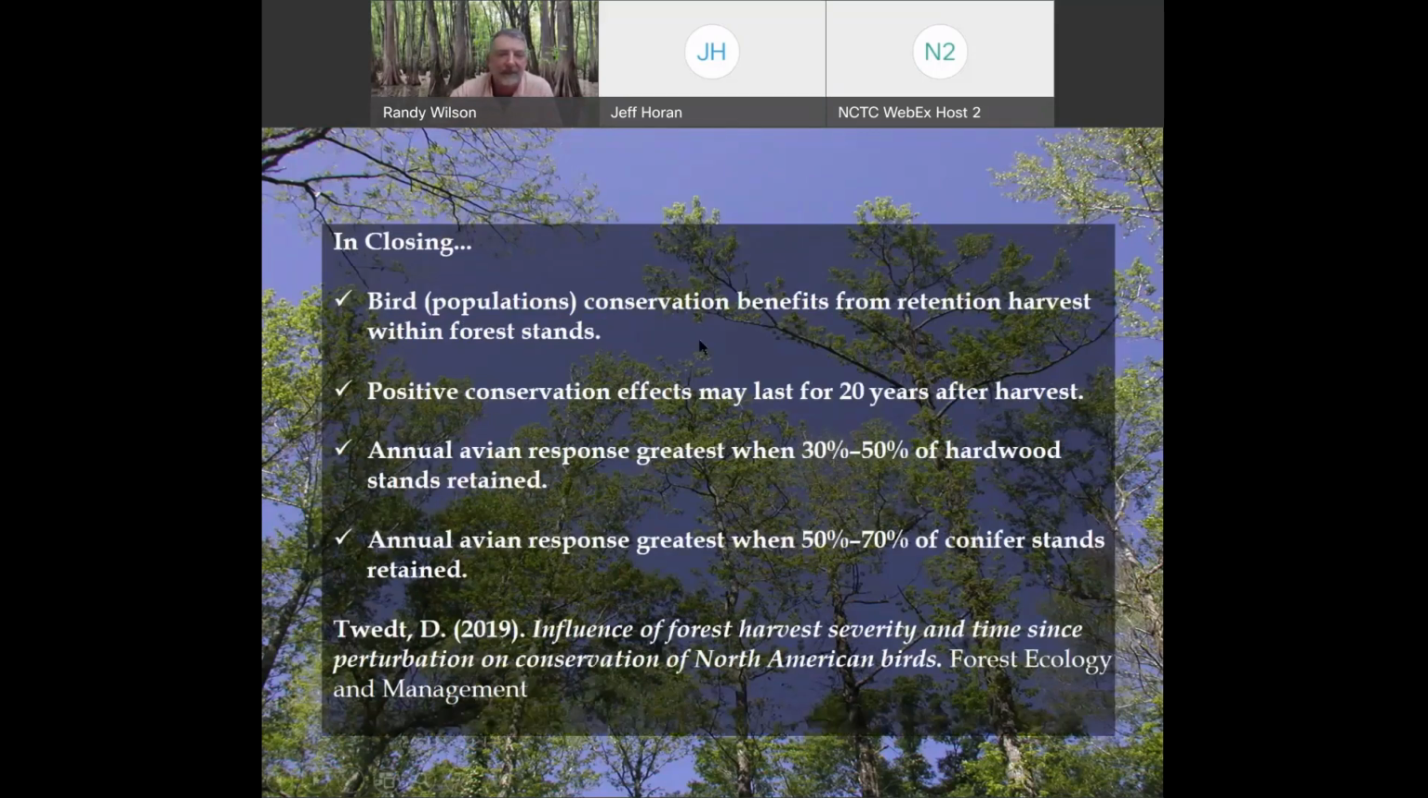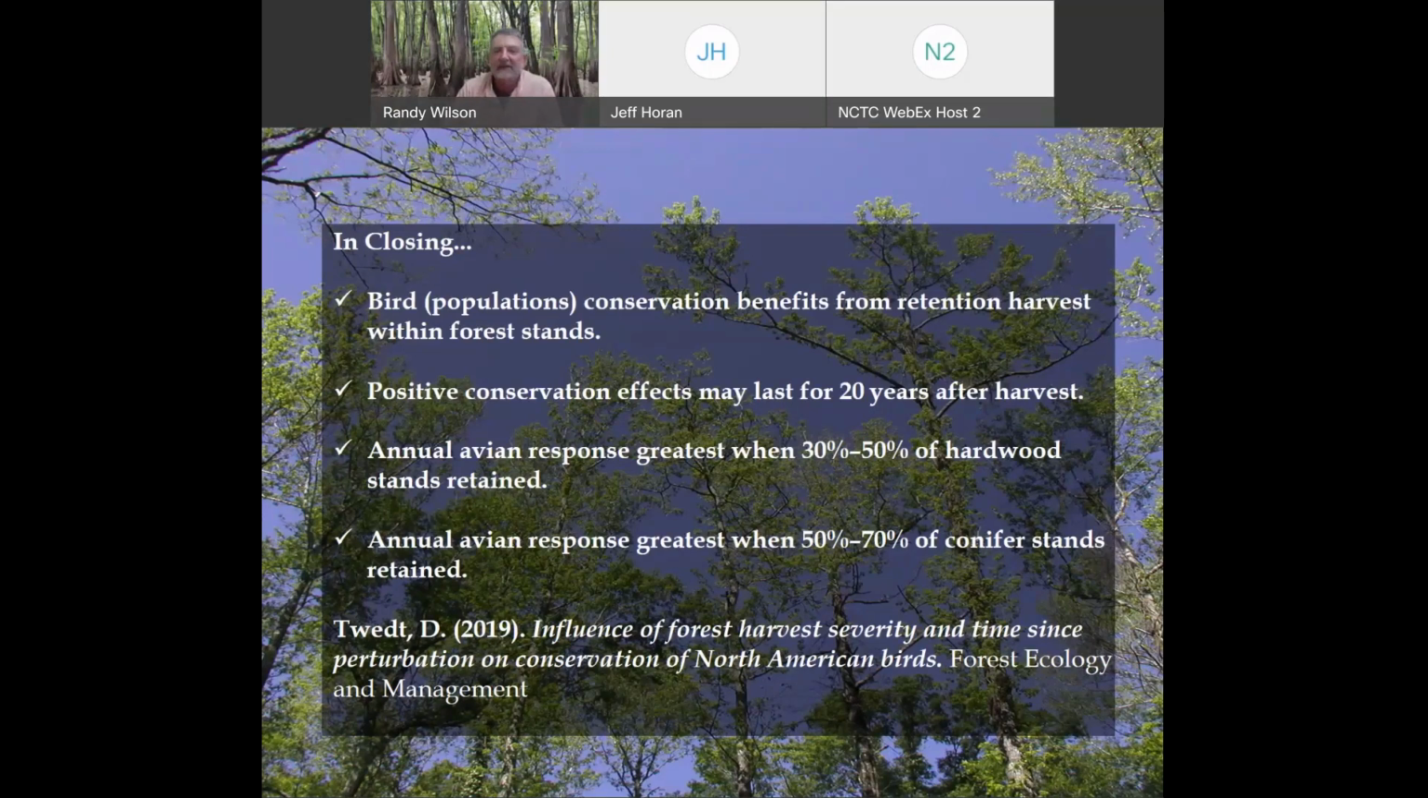Slide, bullet point list. So in closing, I spoke about Dan Tweet a second ago. I'll give him a ton of credit here. So Dan's retired now, but right before he retired, he did kind of a comprehensive literature review of, how is forest management benefiting our bird communities. And what he found in this kind of comprehensive review was that our bird populations are really benefiting from what he called a retention harvest within our forest. So we're not clear cutting, we're retaining some level of standing stock within our systems.